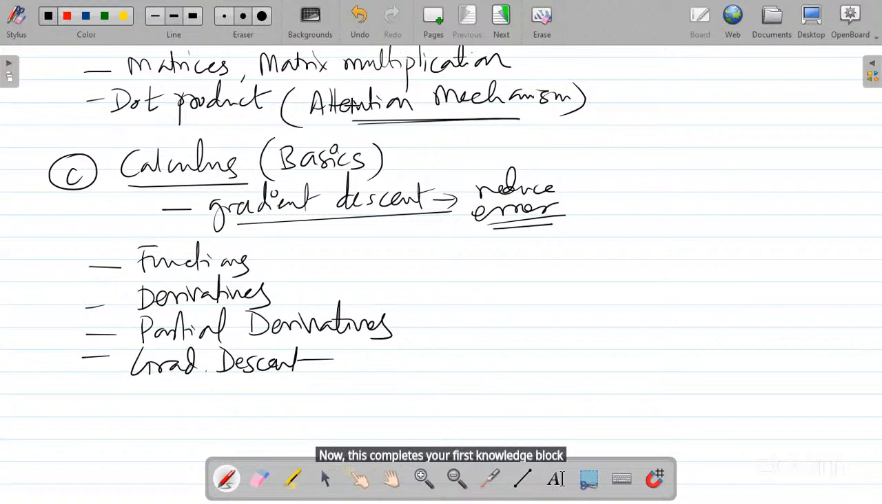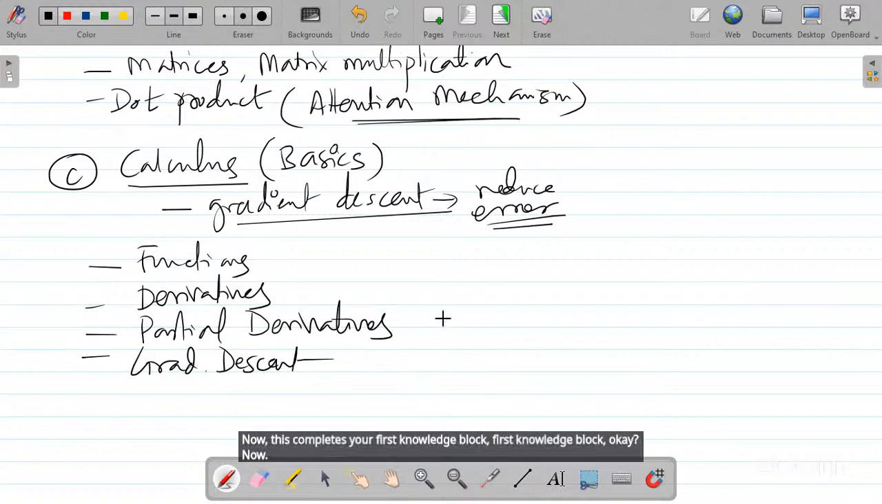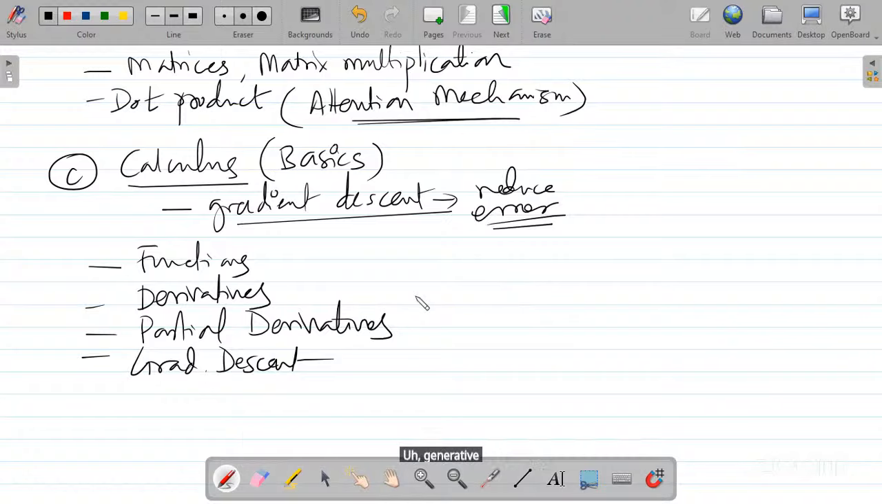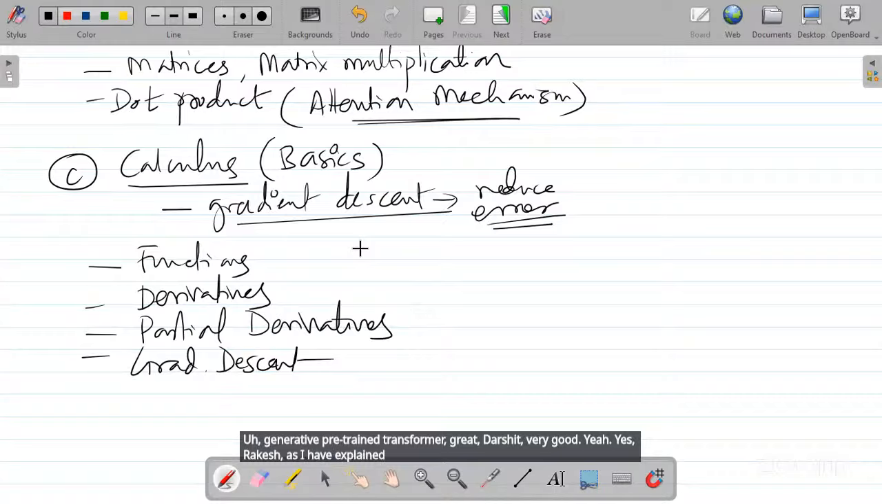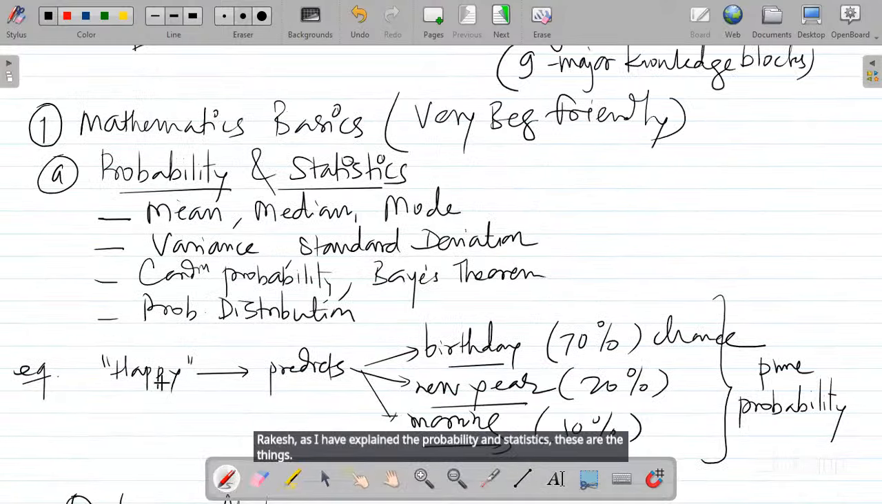First knowledge block. Okay. Now I have received some responses in the chat box. Let me just check that. Generative pre-trained transformer. Great, Darshit. Very good. Yes, Rakesh. As I have explained, probability and statistics are things that you should work on.